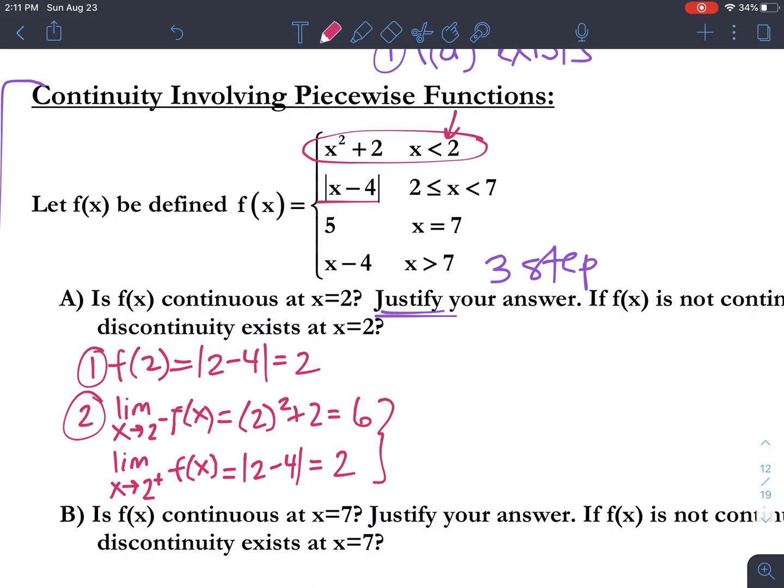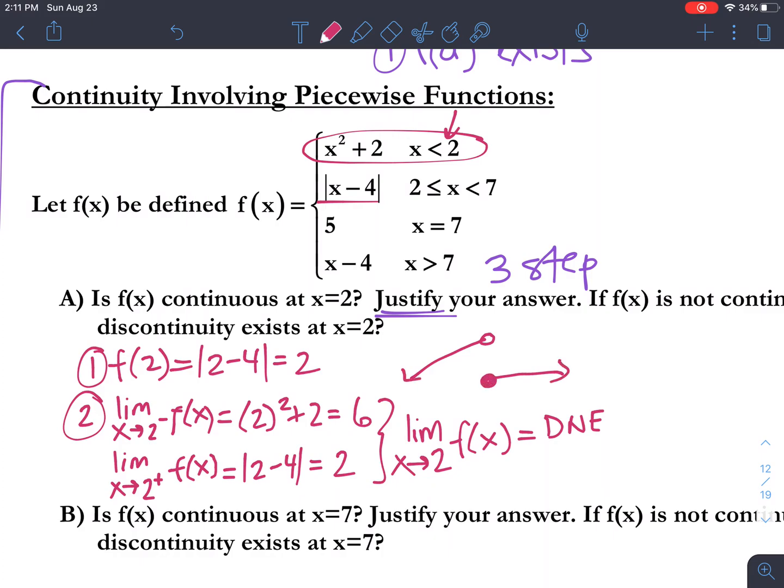Okay. Well, if I ask you overall, what's happening as we approach 2? What's the limit as we approach 2? You would say it does not exist because 6 and 2 do not match. Think of what that looks like, guys. From the left, I approach this value of 6. From the right, I approach this value of 2.